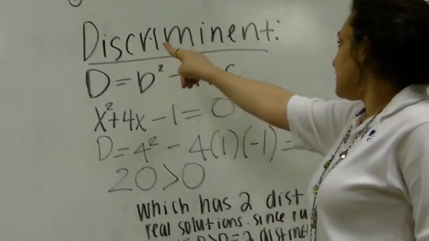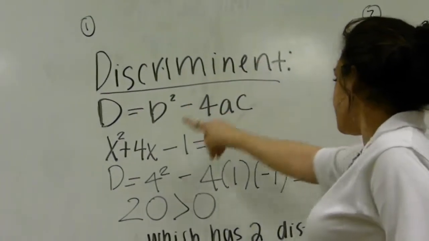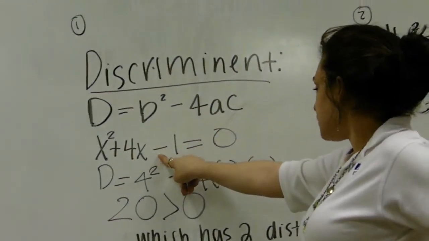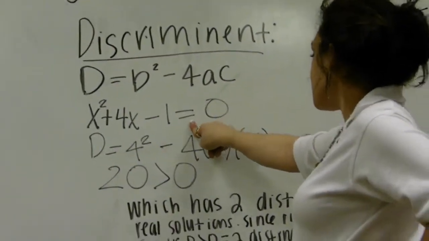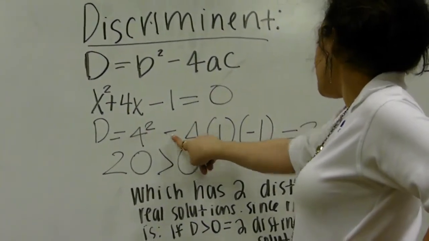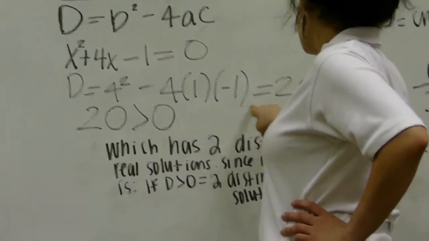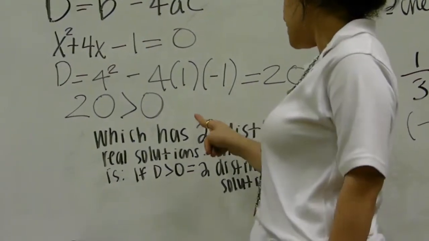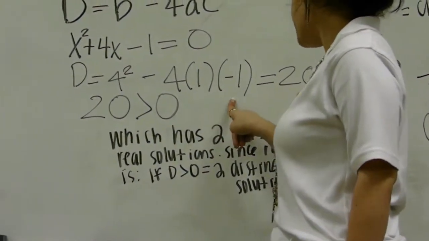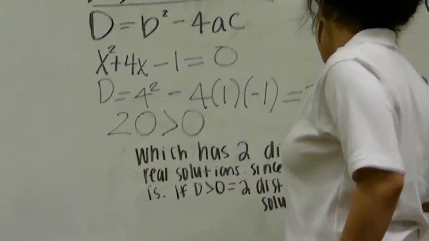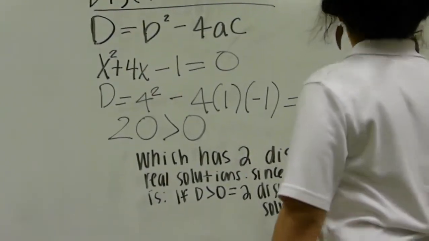This is an example from page 50 in the book, all these are. So it's x squared plus 4x minus 1 equals 0. D equals 4 squared minus 4 times 1 times negative 1, which equals 20. When you finish, you should get 20 is greater than 0, which has two distinct real solutions.